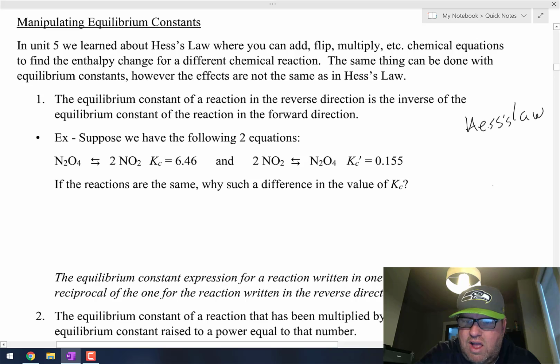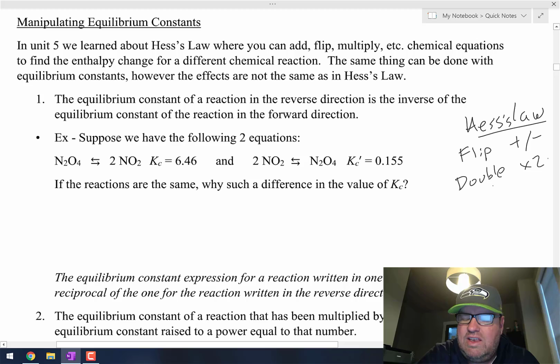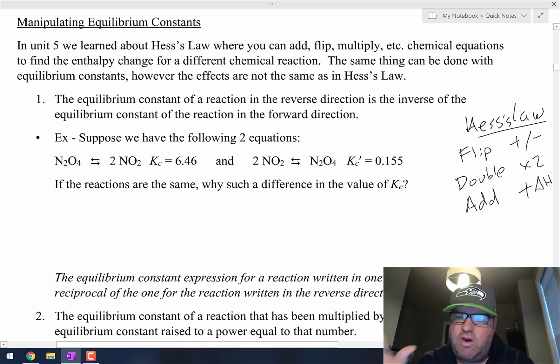So Hess's law says that if you flip an equation, then you switch the sign, positive to negative. If you double the equation, you multiply the delta H, delta G, delta S by 2. And when you add two equations together, you add their delta H values. Okay, that's what we've already learned.